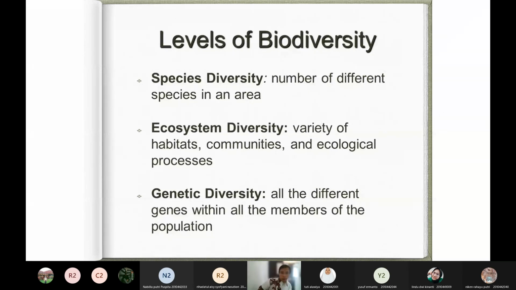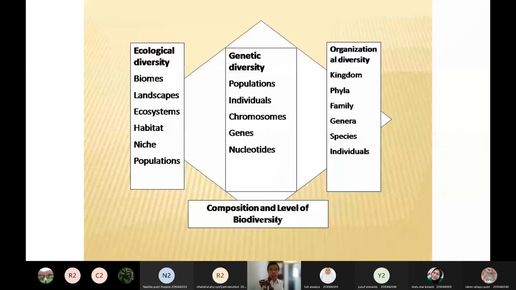So in genetic diversity, we could detect the differences in genes among all the members of a population. So it is within the same species, but for different species, we could detect species diversity, related to the number of different species in a single area. And then in ecosystem diversity, there could be a variety in habitats, in communities, and also ecological processes.